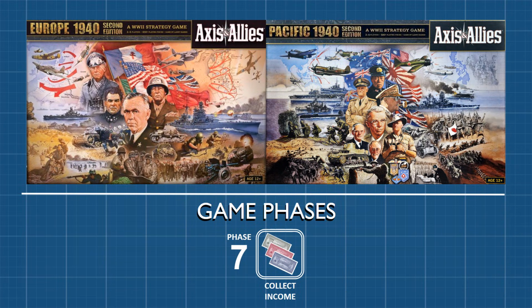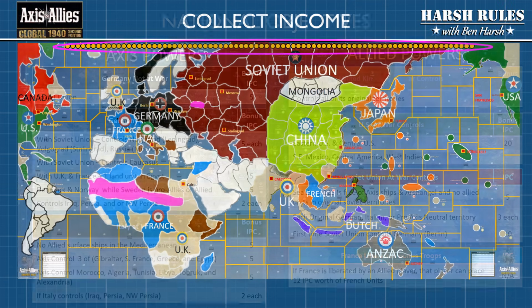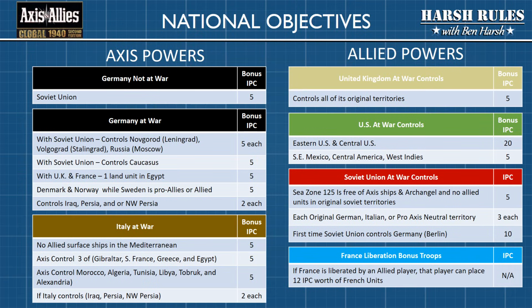And finally, it's Phase 7, time to check the national production chart and collect IPCs. In this phase, players will review the national production chart and collect the amount of IPCs equal to their current ranking. However, be aware there are a number of factors that can impact the amount of income that you collect. One of the unique aspects of the deluxe Axis and Allies games is they offer players bonus income if they successfully roleplay a nation's objectives during World War II.